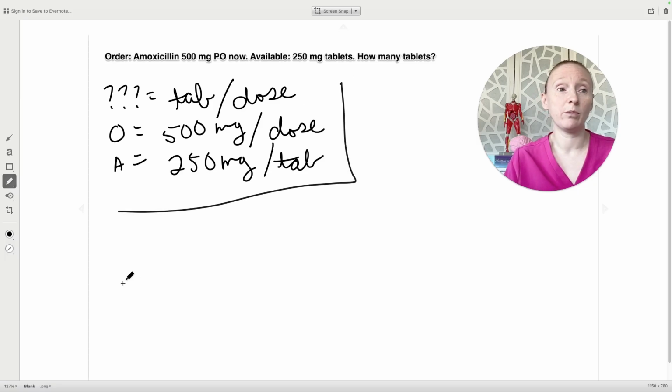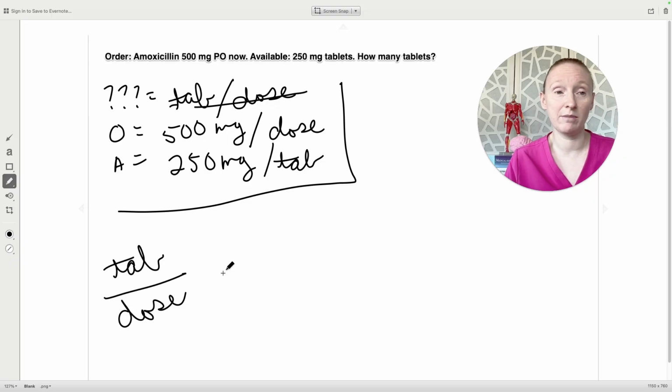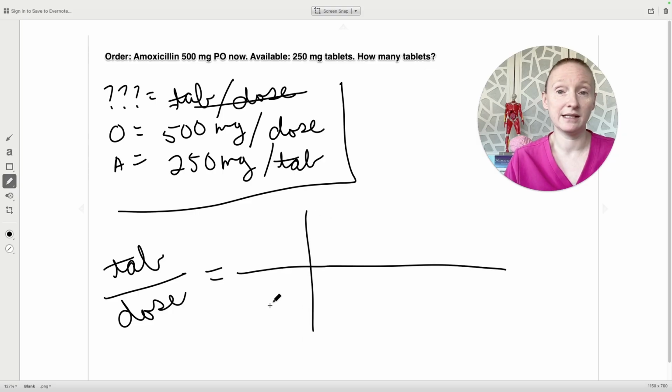That's our step 1 of the process. Step 2 is where we plug in what we're solving for, which is tab per dose. I like to cross it out so we don't get mixed up and accidentally use it again. Then we're going to set up for dimensional analysis. But it's my way of doing dimensional analysis, not back from when you're in chemistry, so don't worry.